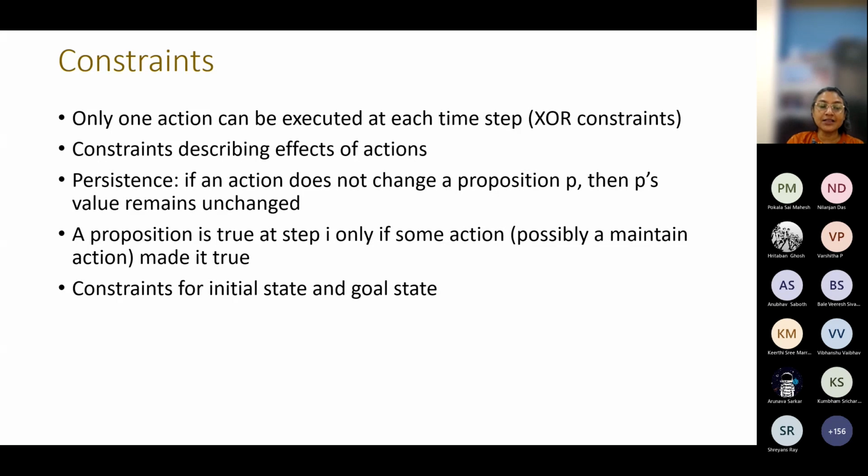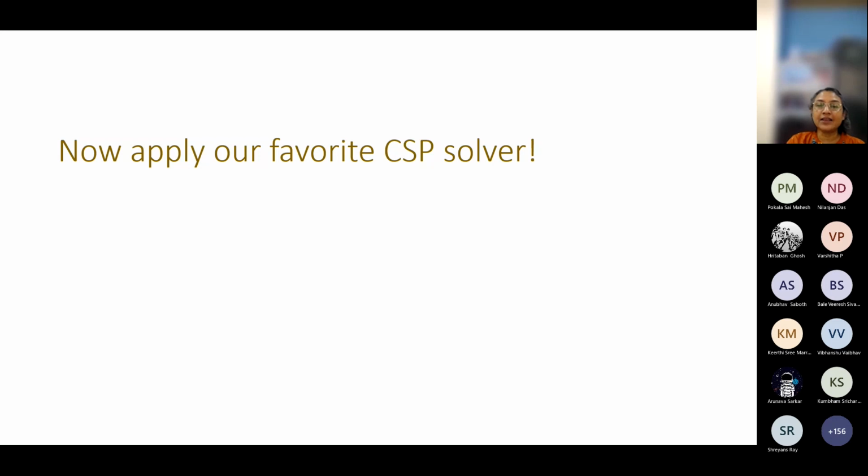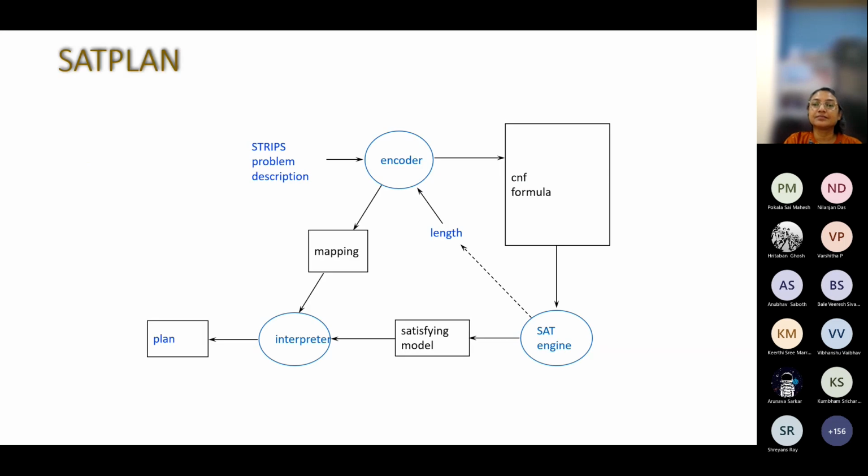Based on this, we can write a formula, and after writing the formula, we can feed it to a CSP solver. There are certain CSP solvers which are available, and we do not get into how the CSP solvers work. But given this formulation of the planning problem, we can give it to the CSP solver. And if the CSP solver is able to solve the problem, it will give you the solution, and from that solution, the plan can be retrieved. So this is in brief the process.